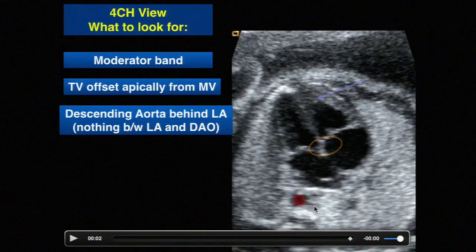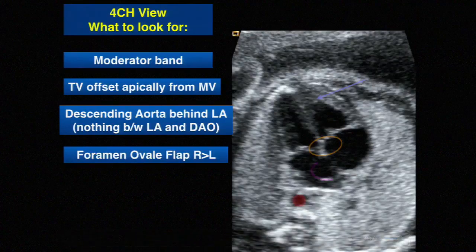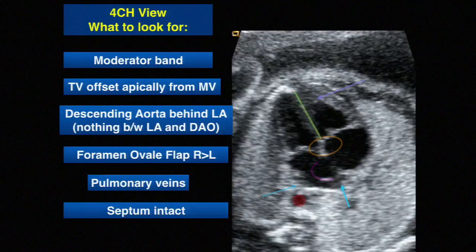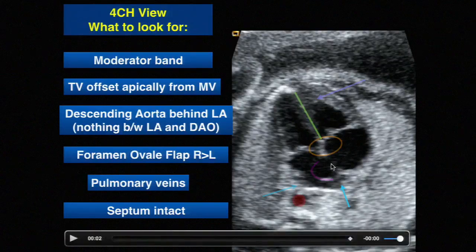Look for any extra vessel back there. We saw examples of dilated azygos veins. You also want to be looking to make sure that there's no confluence behind the left atrium as a sign for TAPVR. Looking for the foramen ovale flap flapping from right to left. Pulmonary veins should be seen with 2D as well as with color and Doppler. And septum intact. Yes, of course, we're looking in every view, but this apical presentation is not the best view to look at the septum.